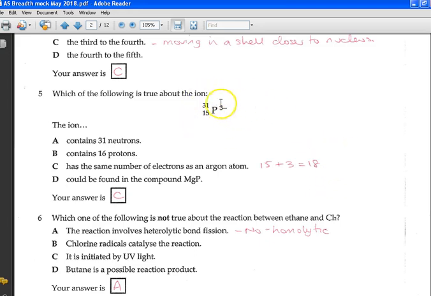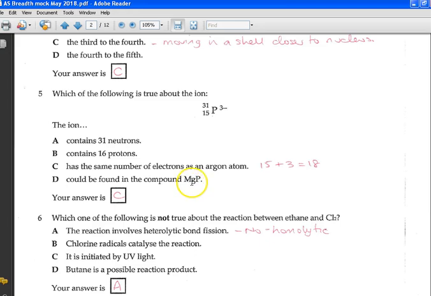Okay, so you're given an ion here, it's got 3- charge, you're given the atomic number, you're given the mass number. Quickly go through, this is knowing the structure of atoms, clearly understanding the structure of atoms. Obviously it doesn't have 31 protons in it, doesn't have 31 neutrons in it, doesn't have 16 protons in it.